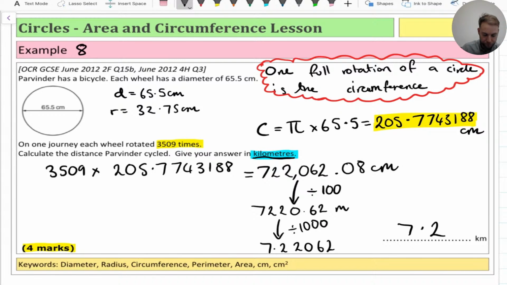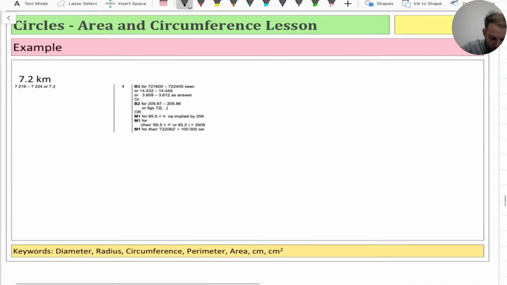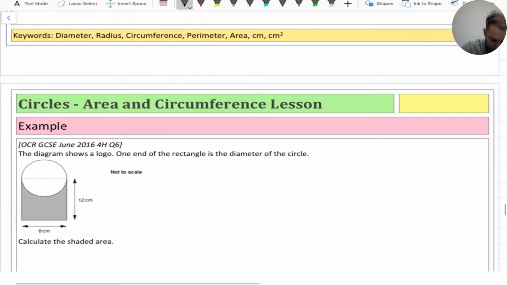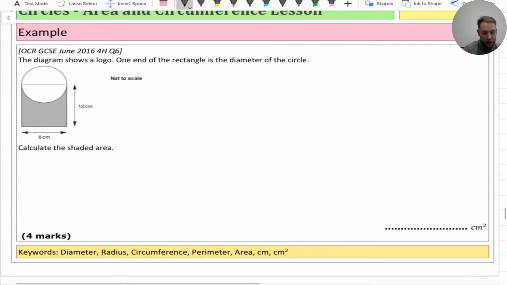I hope so. We'll do one more question, then we're going to do this Dr. Frost task. So 7.2, brilliant. There's our answer. Absolutely super. Last little question we'll do, and then we'll have a look at that Dr. Frost task. I think this is the last example we're going to do on area of circles.